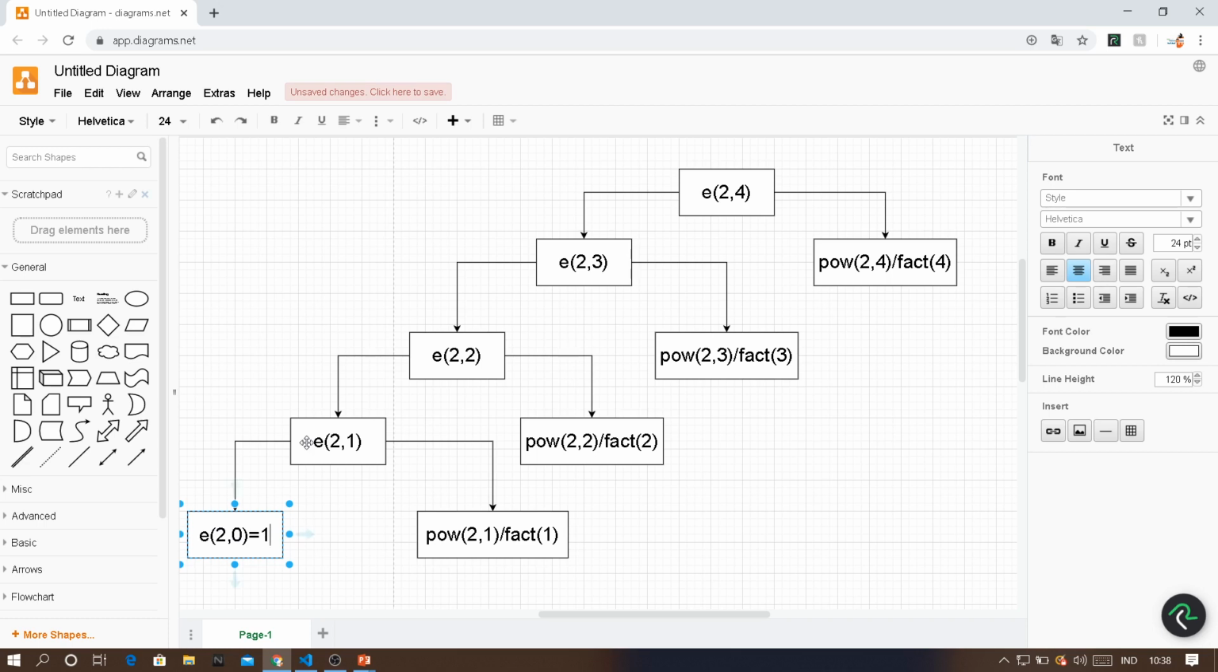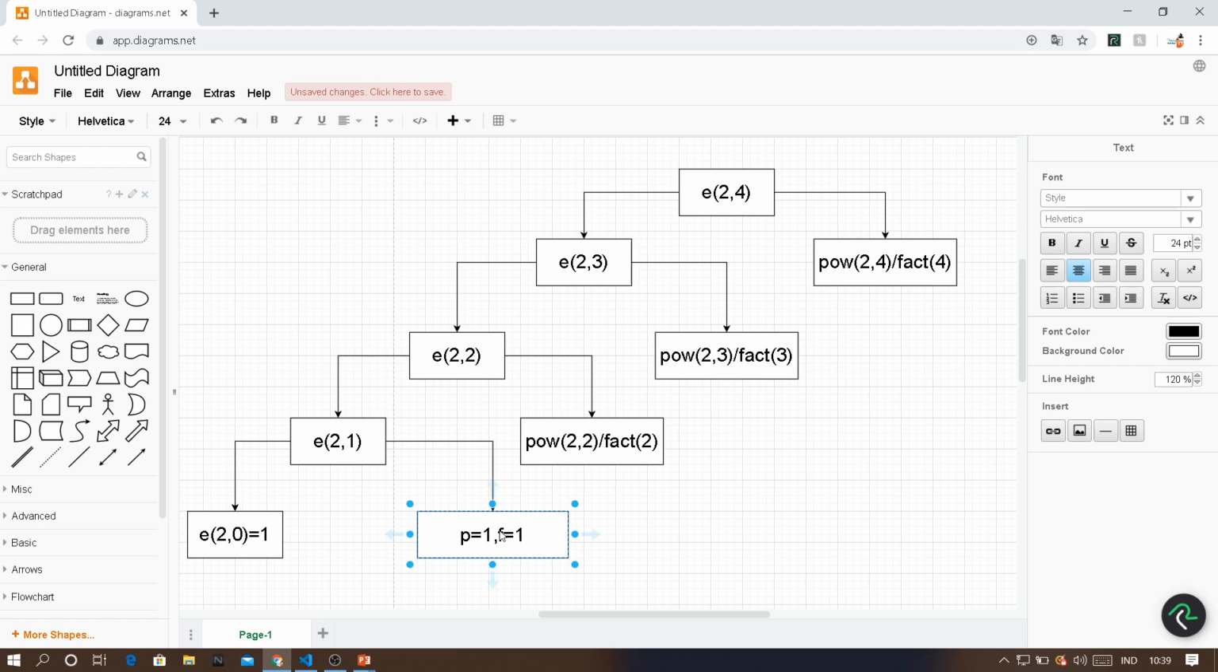Fine. Now coming to the other side, here what we are going to do is, instead of calling the power function and instead of calling the factorial function, we are going to introduce two new variables called p and f, where p is by default initialized to 1 and f is also by default initialized to 1.